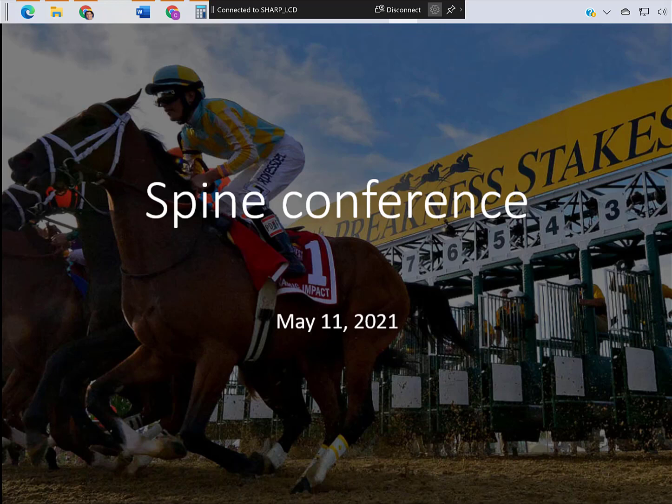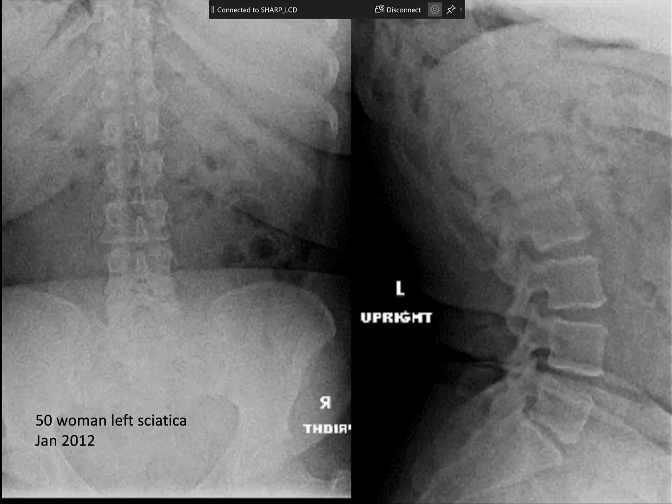Today's discussion will be spondylolisthesis, which is a common topic. So it's a 50-year-old woman with left sciatica. She's had the pain for 6 weeks. Grant's going to be the presenter.